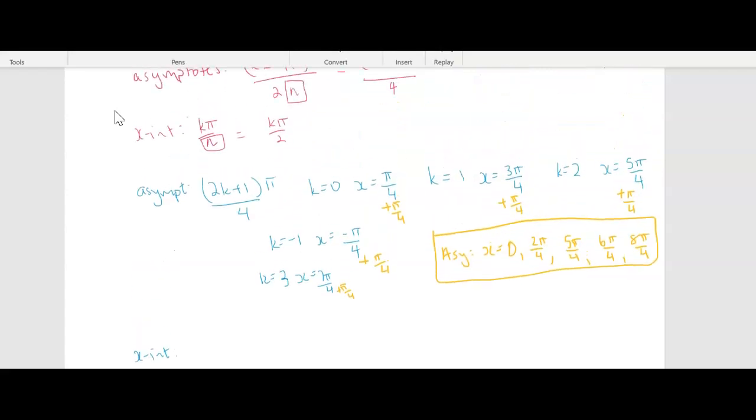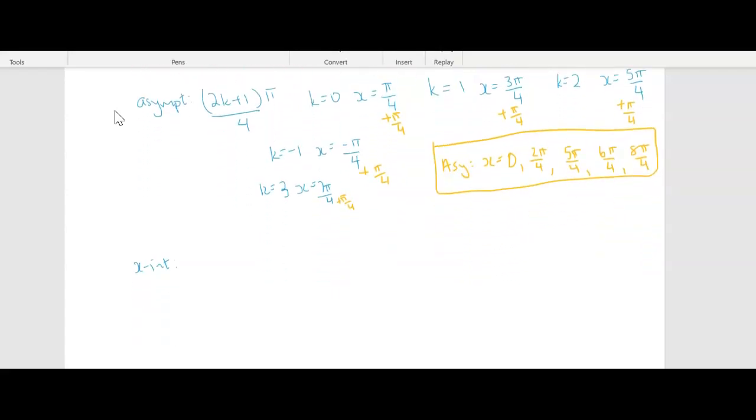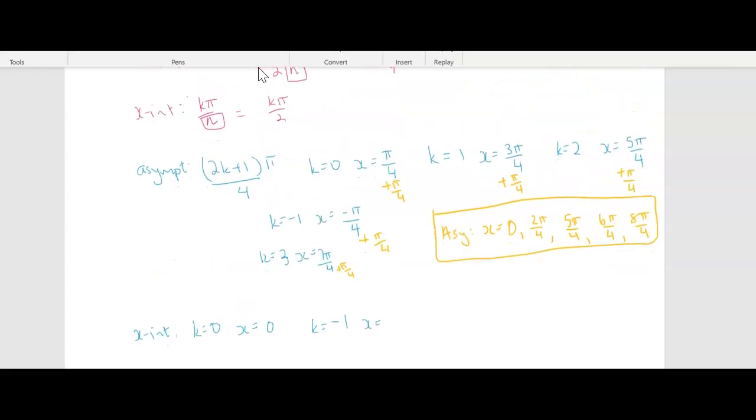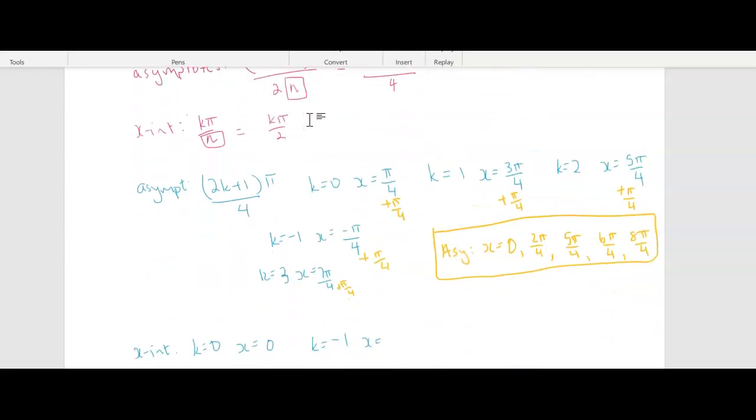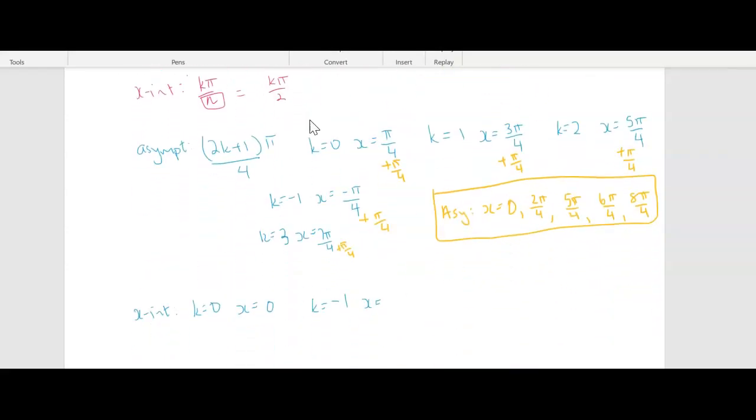Okay, so x-intercepts is k pi on 2. You can do k equals 0, x equals k pi on 2, so 0. I'm just wondering what happens when I do k equals -1. I'm just substituting it into k pi on 2, your x-intercept up the top. So x equals negative pi on 2.